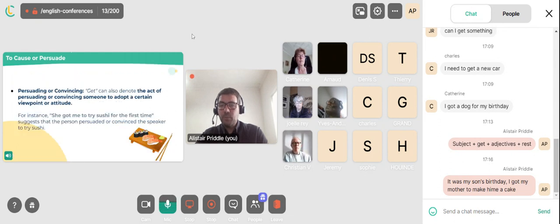Let's continue then. Persuading or convincing. Get can also denote the act of persuading or convincing someone to adopt a certain viewpoint or attitude. For instance, she got me to try sushi for the first time. This suggests that the person persuaded or convinced the speaker to try sushi.